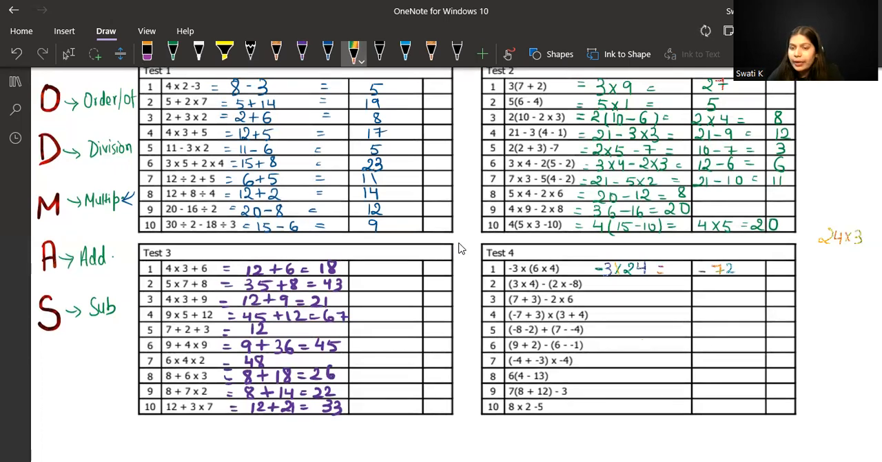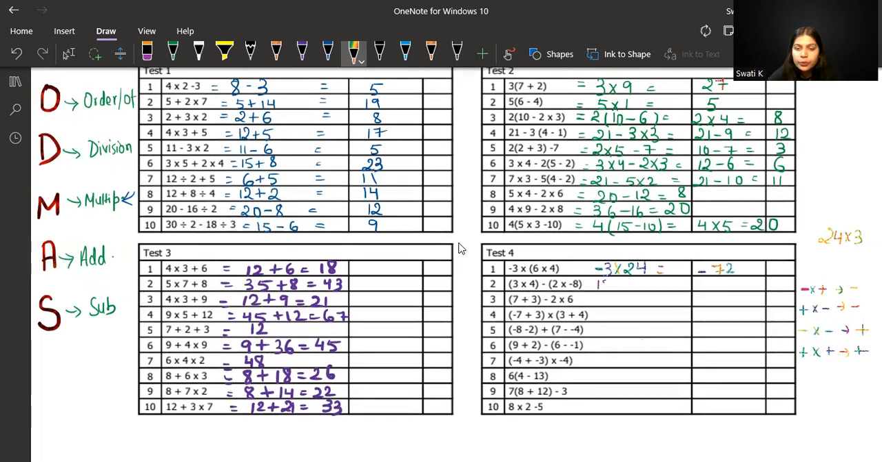But there is a minus sign that will come, because we know that minus into plus is minus. That is why it is minus. So remember the rule: minus into plus is minus. Plus into minus is minus. Minus into minus is plus. And I don't need to write down plus into plus. It is, of course, plus. Now let's do the next question.